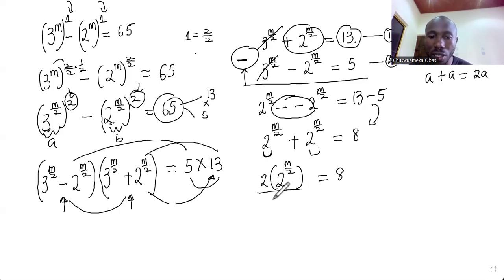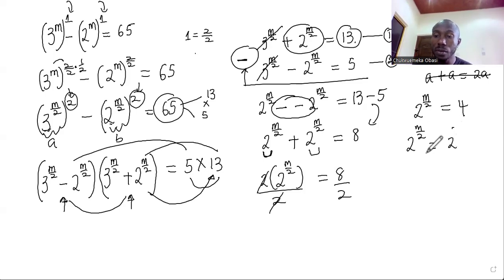And from this point, we can divide everybody by 2. Divide everybody by 2. So this cancels out. And finally, we are having 2^m/2, and that is equal to 4. And you definitely know that you can express 4 in powers of 2 as 2 to the power 2, right? Perfect. Now, from this point, when we have the same base, we can just cancel out the base and equate the exponents. So then we have m/2 is equal to 2. And from here, we multiply both sides by 2, right? Multiply both sides by 2. So that means these two cancel out these two. You have m is equal to 4.